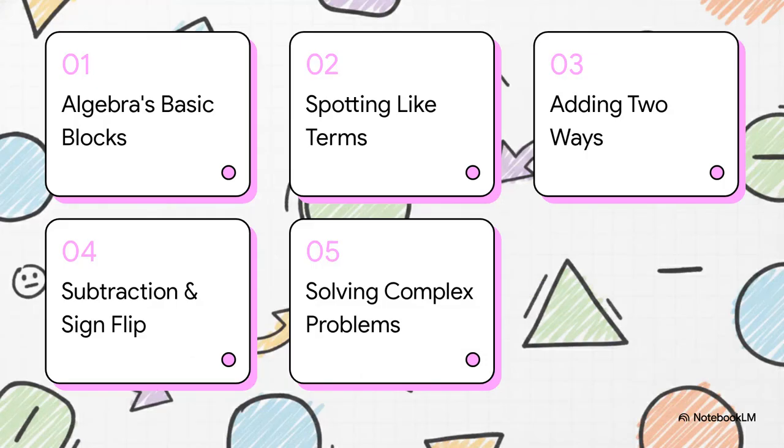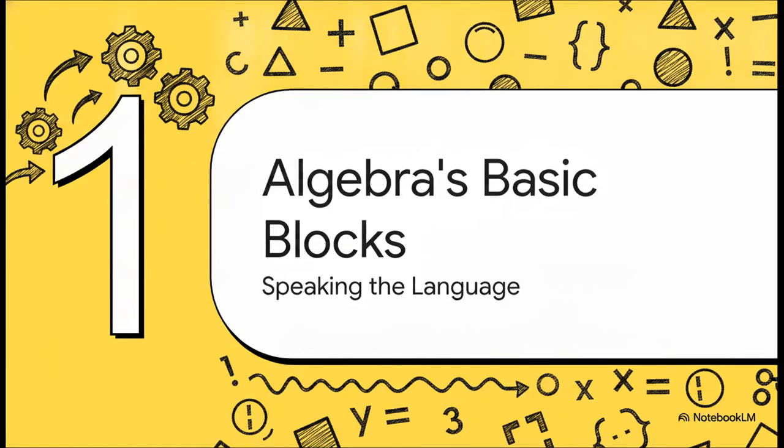Here's our clear, step-by-step game plan for today. First, we'll look at algebra's basic building blocks. Then we'll practice spotting the like terms. Third, we'll tackle adding expressions two ways. Fourth is subtraction and the sign flip. And finally, solving complex problems together. All right, let's jump right into part one, algebra's basic building blocks.